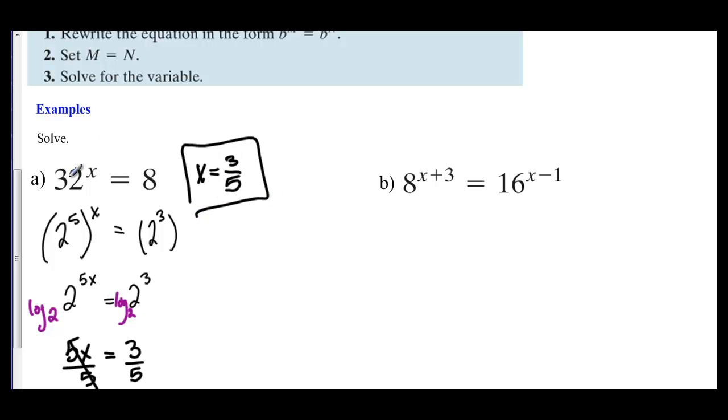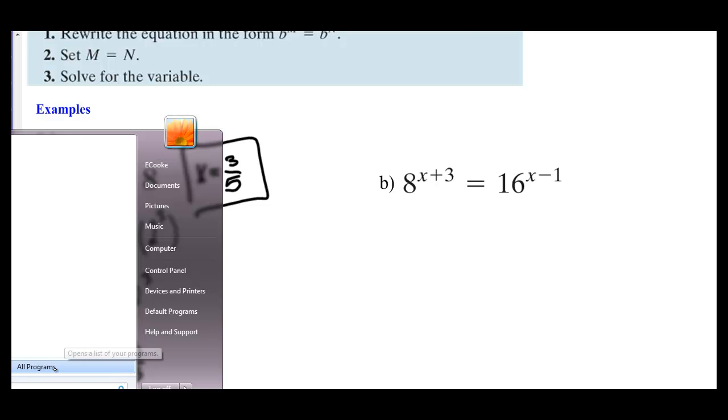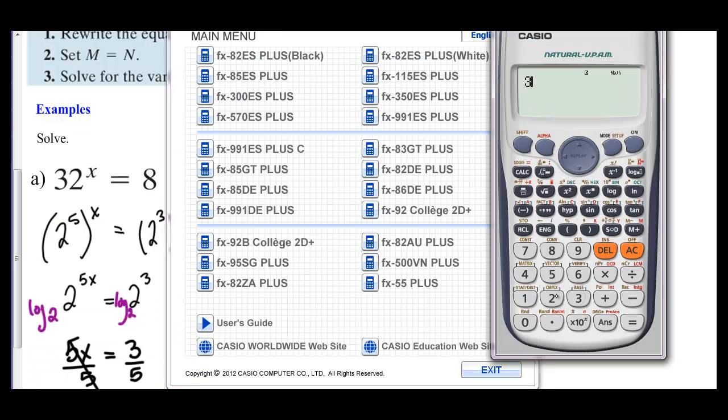We can put this back into our equation to double check, or we can double check with our calculator by doing 32 to the 3/5 power. So 32 to the power of 3/5 should give us 8. And sure enough, it does.